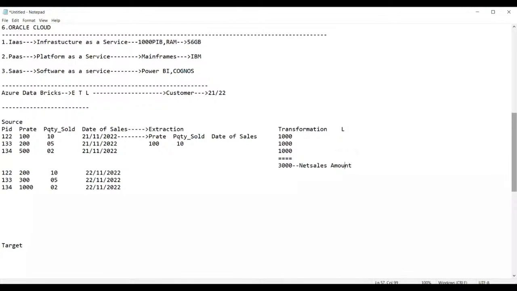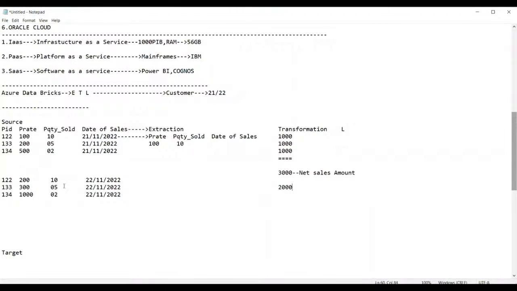Am I right, guys? So you are doing this under the process of transformation. Now, it is done for the 21st day. What about the 22nd day? Please help me out in this. For the 22nd day, 200 into 10 means what, guys?